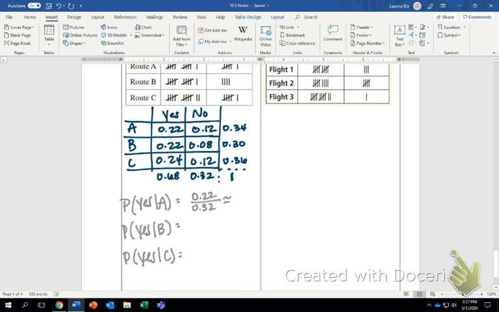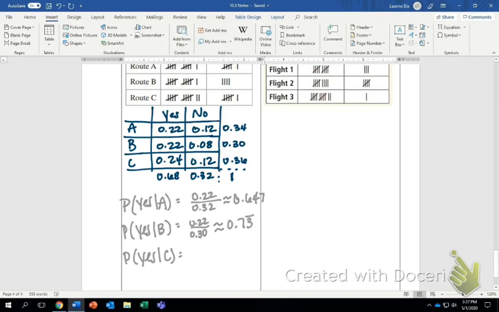Divide this and you should get 0.647. All right, then we go to our B route. So we want to find yes and B, which is 0.22 again, over the total B route, which is 0.30, or actually 0.3, but whatever. And that is approximately 0.73 repeating.